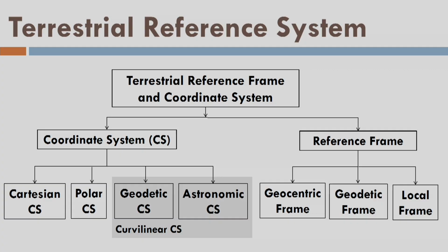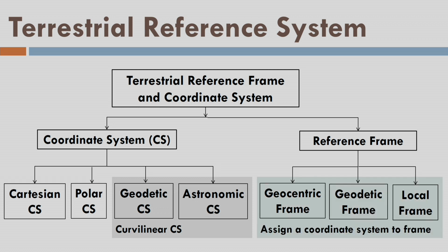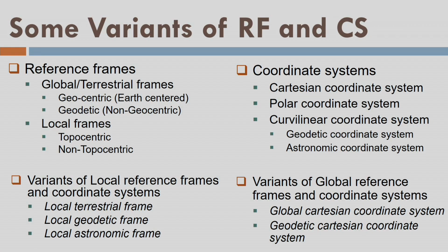Before concluding, these are my curvilinear coordinate systems, that is geodetic and astronomic, and we have to assign a coordinate system to a frame so that we can measure the coordinates in a given reference frame. Finally, we can see there are some variants of reference frames and coordinate systems. For example, we have the global or terrestrial reference frame, then we have local frames. In the case of global or terrestrial frames, we call them geocentric or geodetic. In the case of a local reference frame, it is called topocentric and non-topocentric.